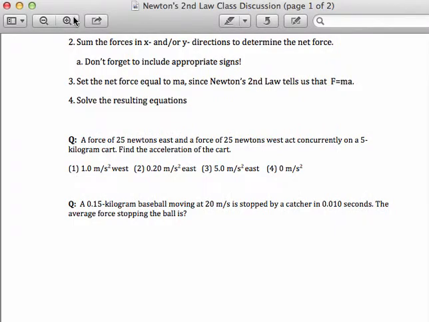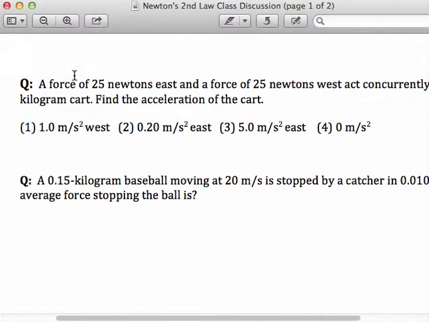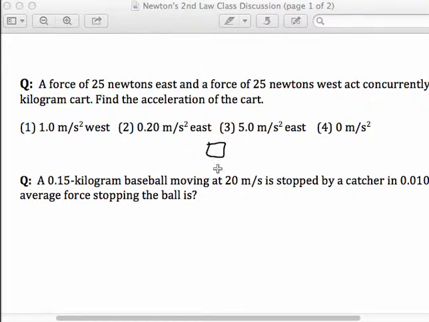Let me zoom in here. All right, so a force of 25 newtons east and a force of 25 newtons west are acting concurrently on a 5-kilogram cart. Find the acceleration of the cart. First thing I'm going to do is draw a free body diagram of this scenario. There's my cart as a box. First I identify the object's weight. That's the force of gravity. And since this box is on some sort of ground, there's going to be a normal force, F sub n.